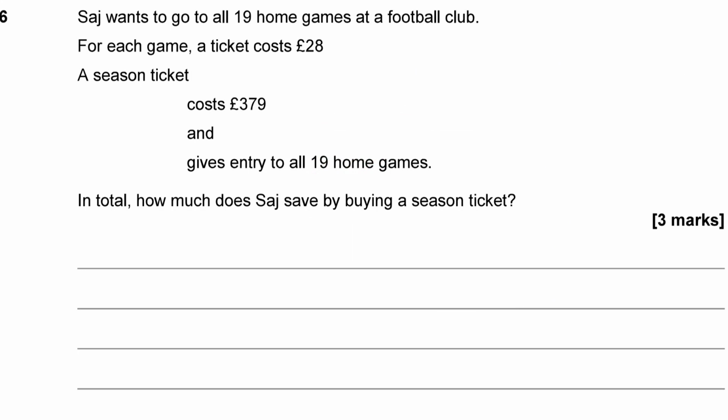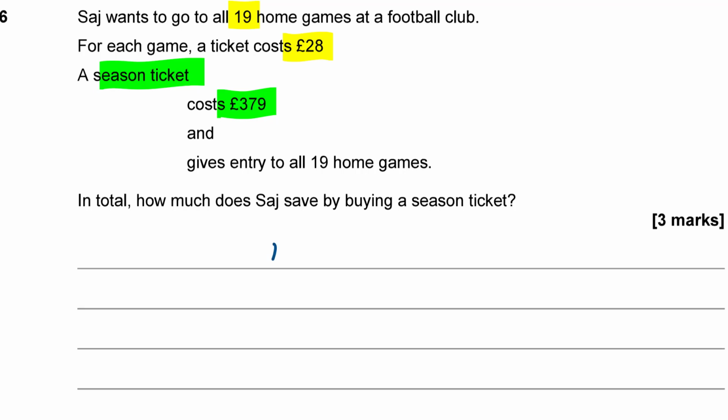Question 6. Saj wants to go to all 19 home games at a football club. For each game, a ticket costs £28. A season ticket costs £379 and gives entry to all 19 home games. In total, how much does Saj save by buying a season ticket? Okay, so what we're going to have to do here is work out the cost of going to 19 home games at £28 each, and then compare that to the price of a season ticket. Okay, so let's do that then.